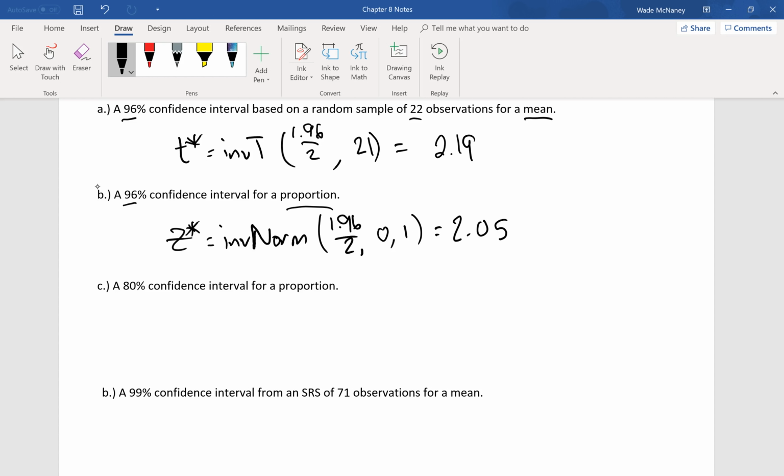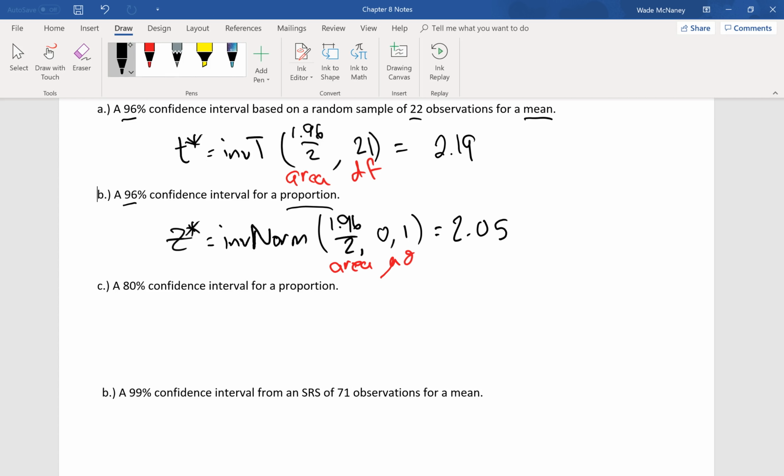One thing I forgot to do that is required for you guys to do is to label these. So this is the area, and this is degrees of freedom. Down here, this is the area, this is the mean, and that's the standard deviation.